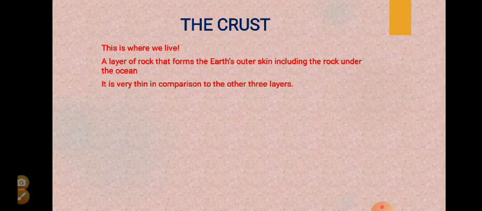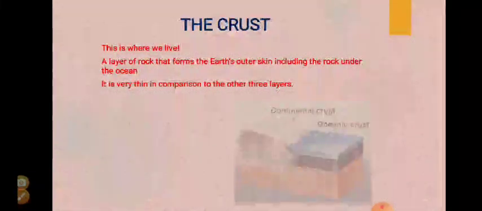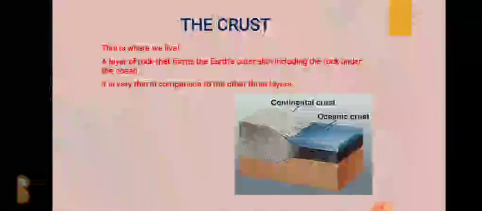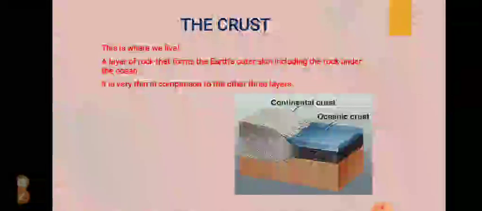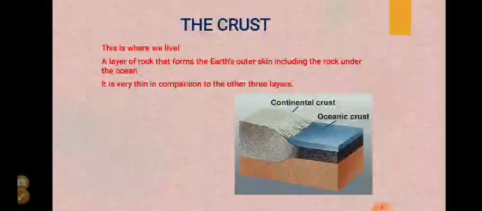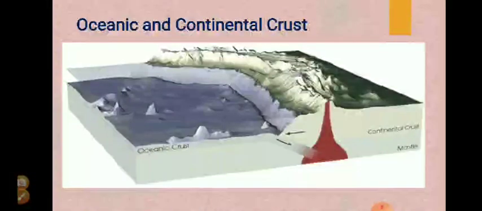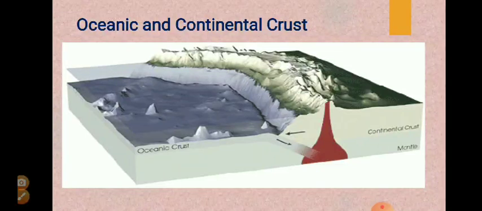The crust is where we live, a layer of rock that forms the outer skin, including rock under the ocean. It is very thin in comparison to the other layers. The crust is divided into two types: continental crust and oceanic crust. Oceanic crust is just below the ocean, and continental crust is on the continents.